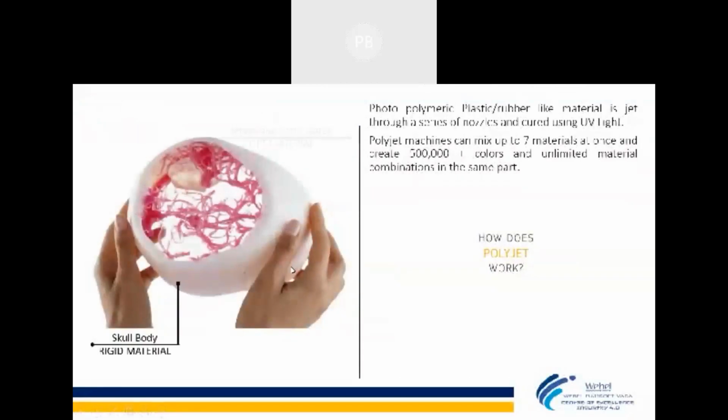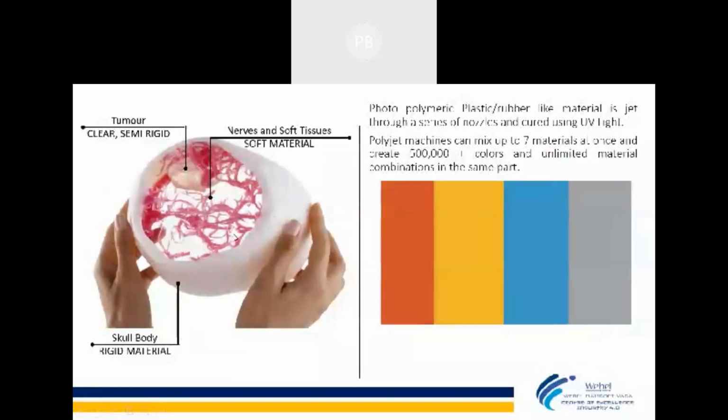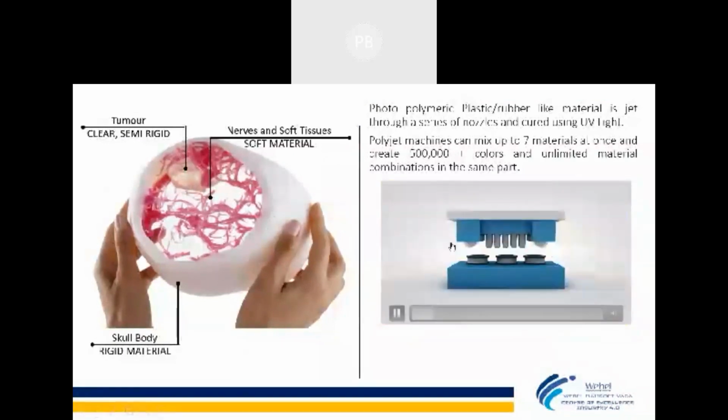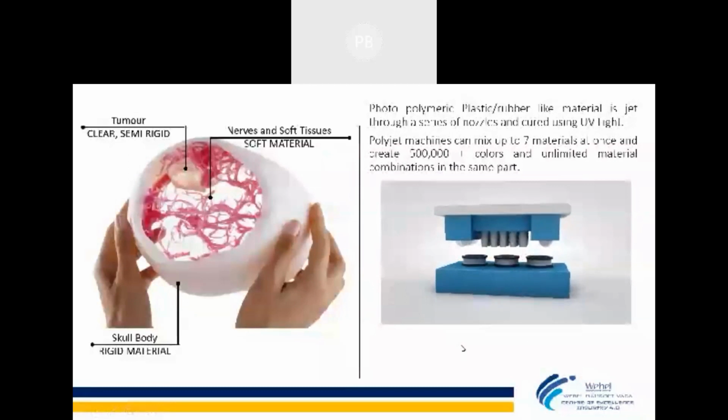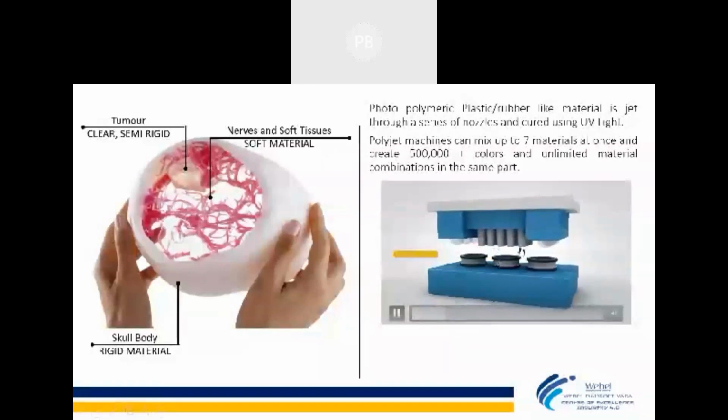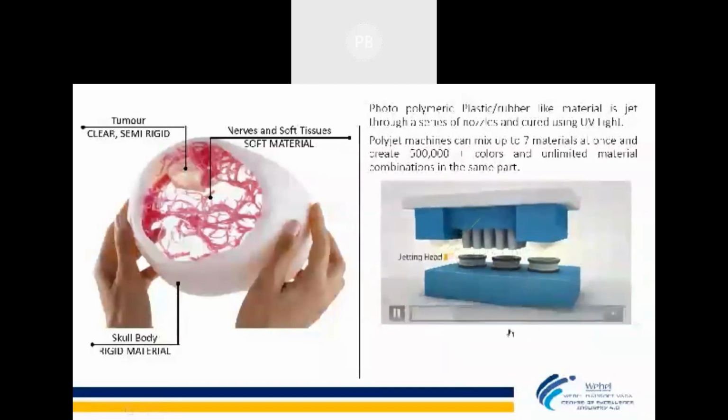So this was some of the work for neurosurgeons, where for a neurosurgery, this is a tumor which has been printed in a clear, semi-rigid structure. These are the nerves which have been printed in soft tissue. This is the skull, and this is completely done by PolyJet. PolyJet has the ability to print multiple materials in a single go. So this is how PolyJet prints. It deposits material in multiple types. We have already seen this kind of video.